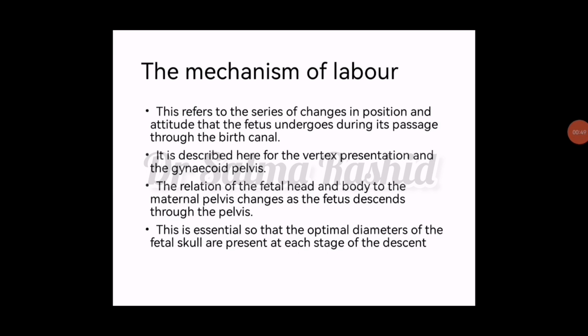Now the mechanism of labor refers to the series of changes in position and attitude that the fetus undergoes during its passage through the birth canal. And these movements basically occur in the fetal head because the head is larger than the body. It is described here for the vertex presentation and the gynecoid pelvis.